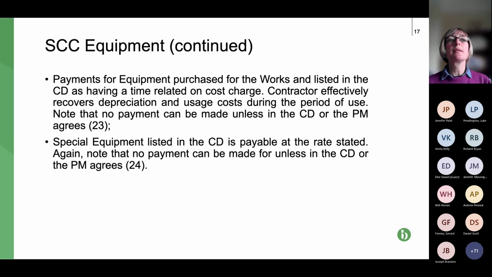And it gets a little bit detailed here. So again, we're still on the schedule of cost components, so for options C, D and E predominantly. The first bullet point, I suspect, is for a fairly limited scenario where a contractor or subcontractor has purchased a specific piece of equipment specifically for a project.